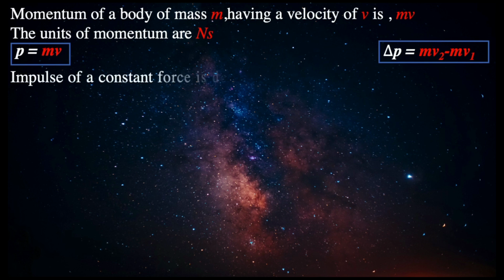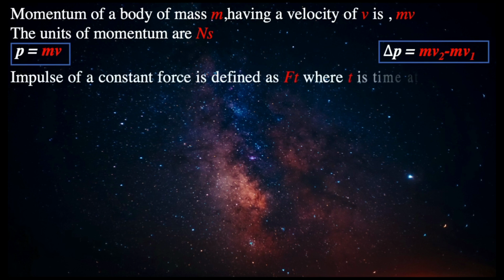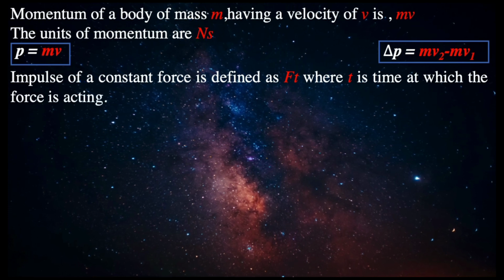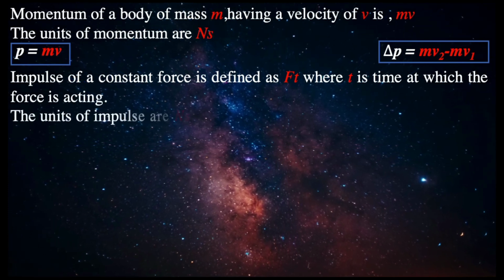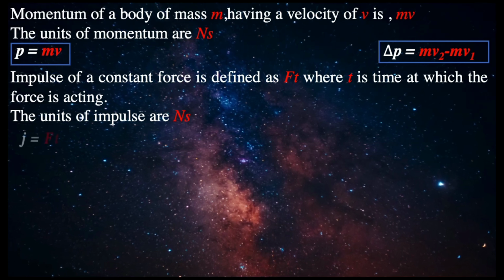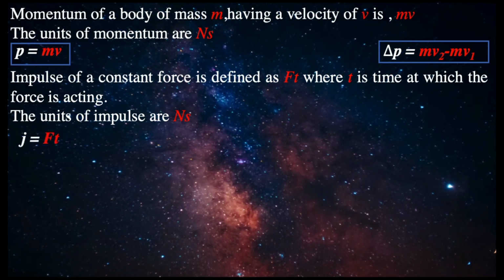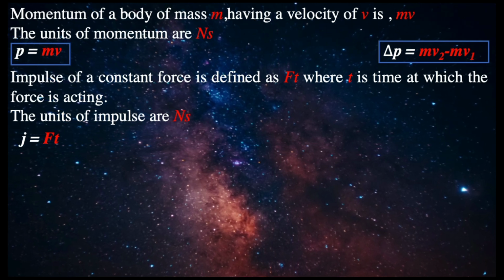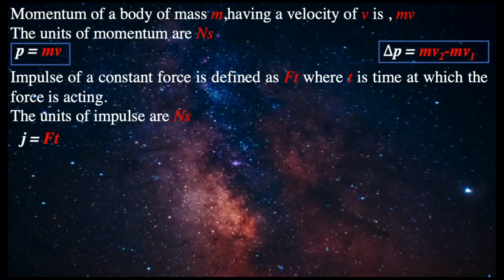The impulse of a constant force is defined as Ft, where F is force and t is the time for which the force is acting. The units for impulse are the same as for momentum, newton seconds. So the formula is Ft. And as you can see, the symbol for momentum is P and the symbol for impulse is J.